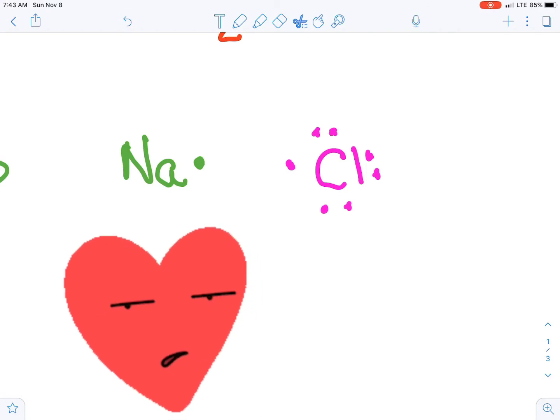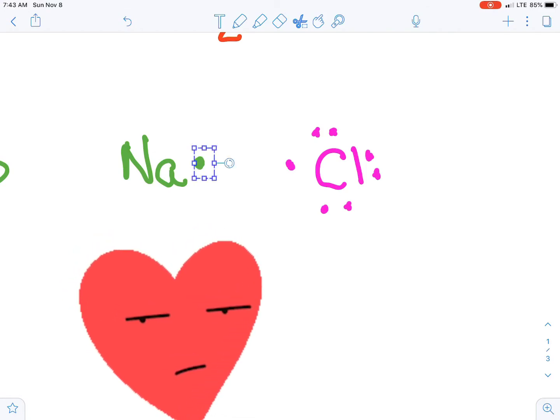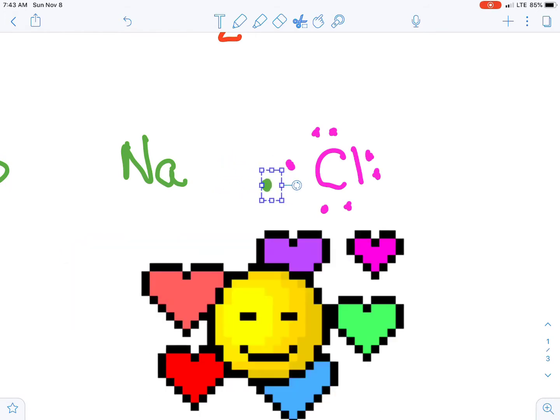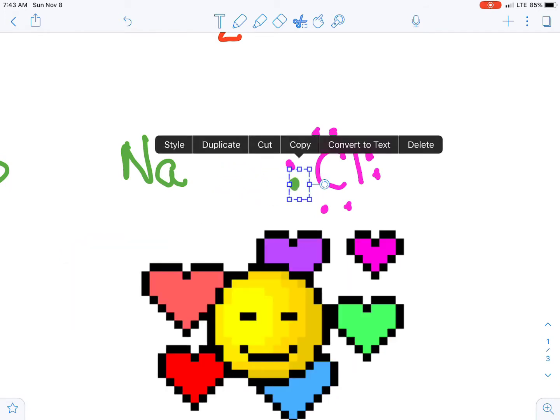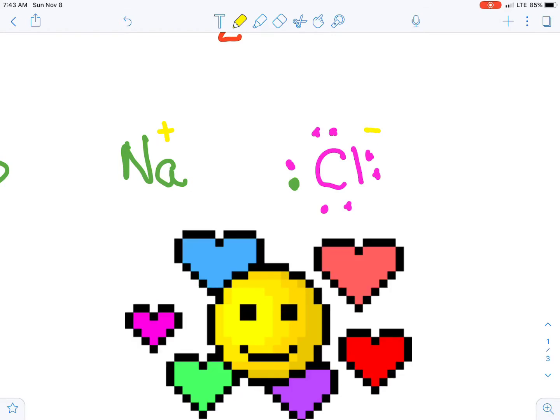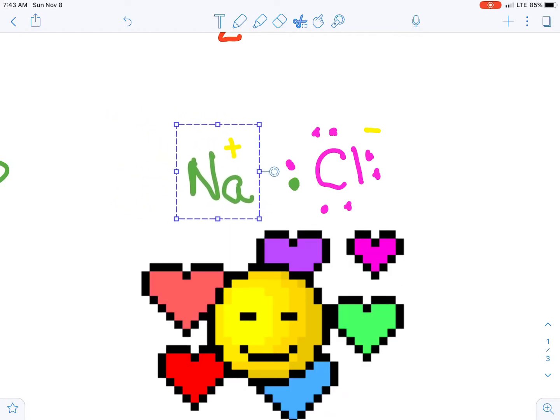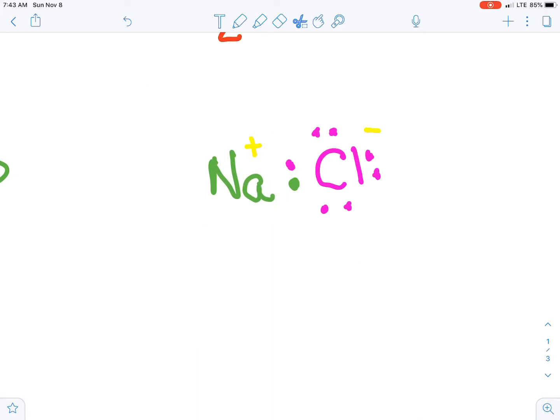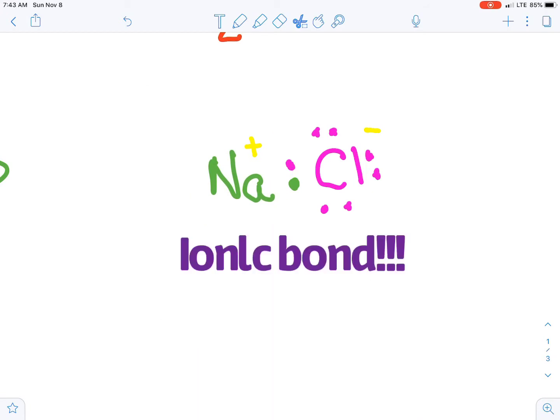So what's going to happen is this electron right here is going to transfer over to the place it's wanted. That gives Na a positive charge because now it has 1 less negative particle, and that gives Cl a negative charge because it has 1 extra negative particle. Now, because opposites attract, positive and negative, they're stuck together. That's an ionic bond.